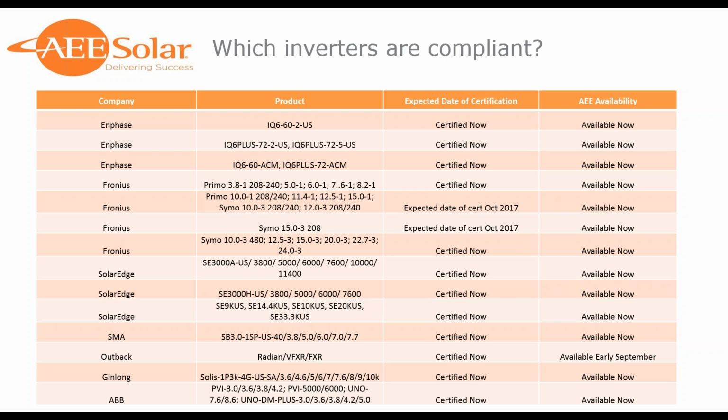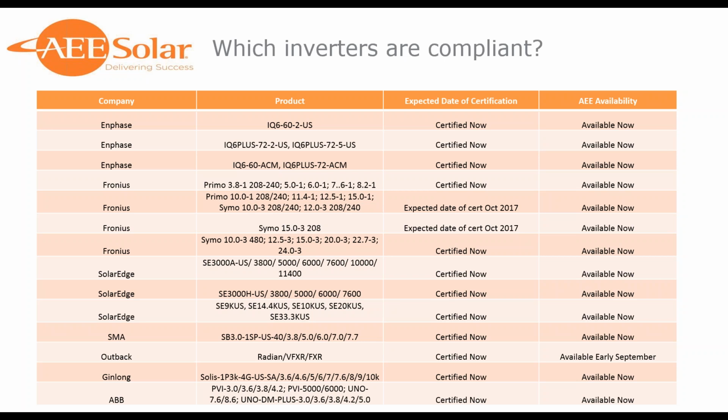Enphase, the IQ6, the IQ6 Plus, both the 60 and the 72 models are all certified to UL 1741 SA, and they're available now. The Fronius products, so the Primo 3.8, 5.0, 6, 7.6, 8.2, certified now and available now. For the larger Primo and Simo lines, the Primo 10, 11.4, 12.5, and 15.0, as well as the Simo 10.0 and 12.0, we're expecting to see certification in October, and those inverters are available now. Similarly with the Simo 15.0.